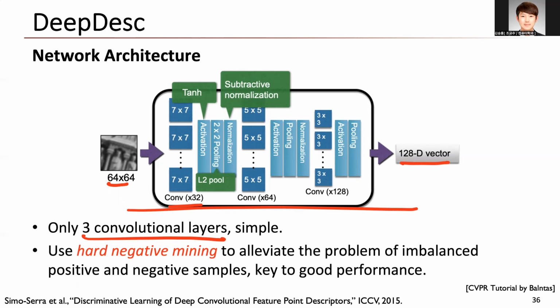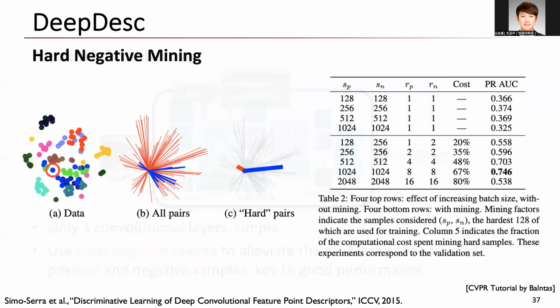And one more thing is that this paper proposed the hard negative mining technique to train this kind of matching learning technique. So where did we discuss this hard negative mining? In contrastive learning, right? 우리 contrastive learning에서 나오던 그 네거티브 마이닝이 결국 여기서 또 똑같이 썼던 거죠. To alleviate the probably imbalanced positive and negative samples, which was the key to the good performance here.